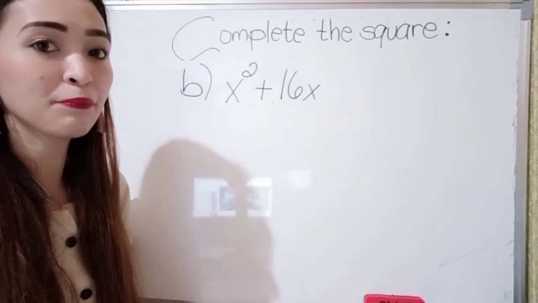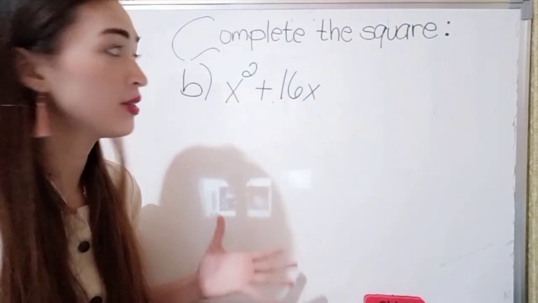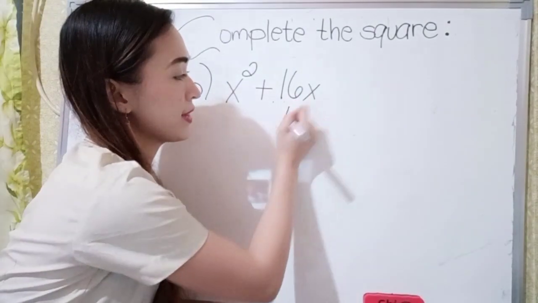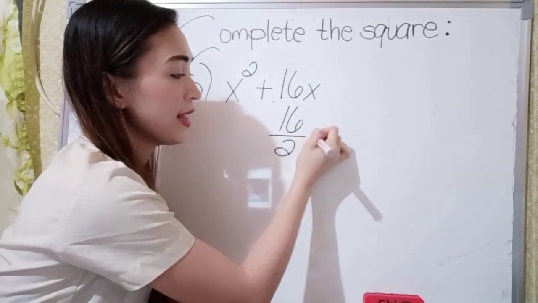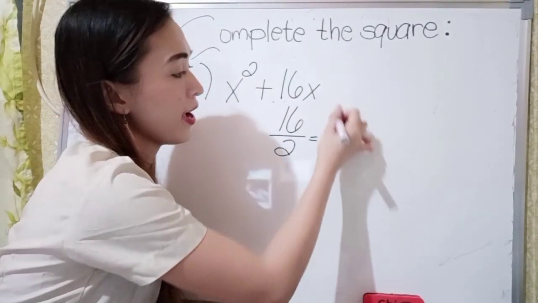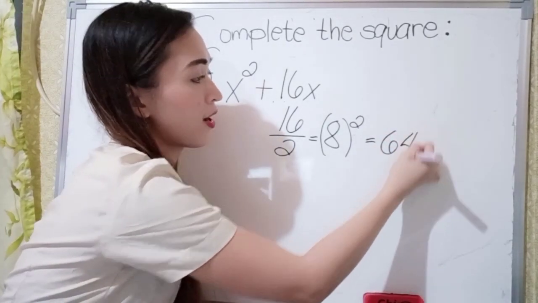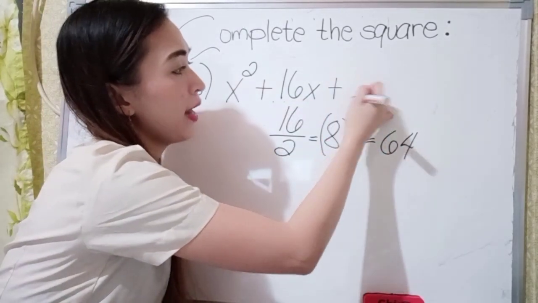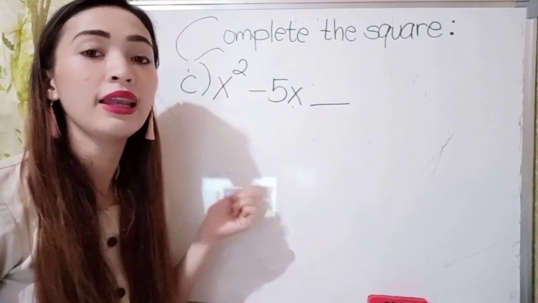For the next example, we have x squared plus 16x. Now, what is our b here in our equation? So we have 16. Next, divide it by 2. 16 divided by 2 is 8. Now, square it. 8 squared is equal to 64. So now our answer is x squared plus 16x plus 64.